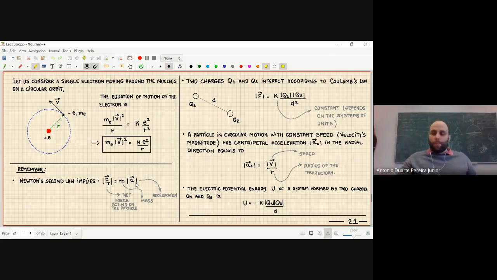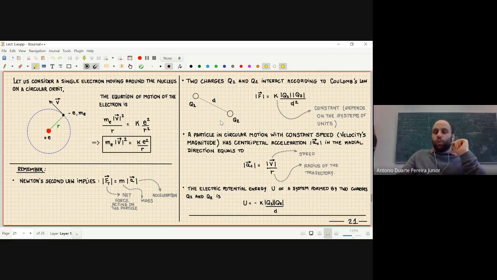Okay? Now, I'm going to move to another important concept that you probably have learned before, even in high school, which is the fact that if I take two charges, Q1 and Q2, and I place them in such a way that they are separated by a distance d, Coulomb told us that these charges, which are particles with some electric charge, will try to repel or attract each other, depending on the sign of the charges, via an electric force.